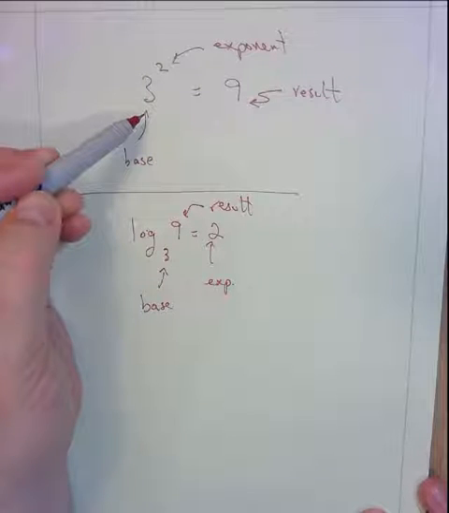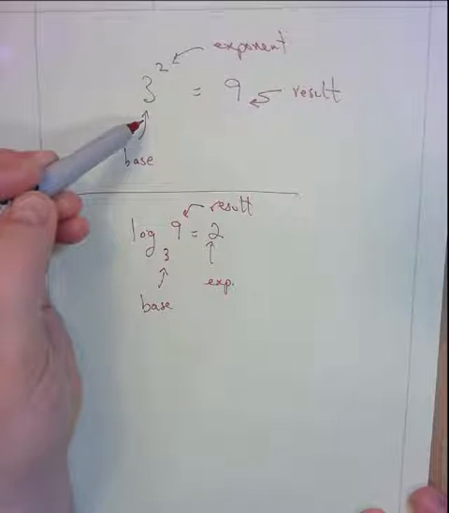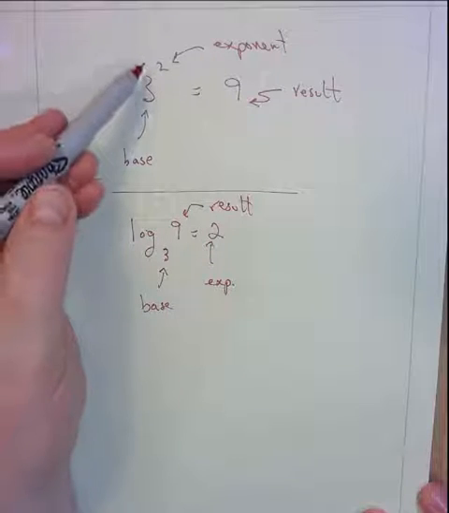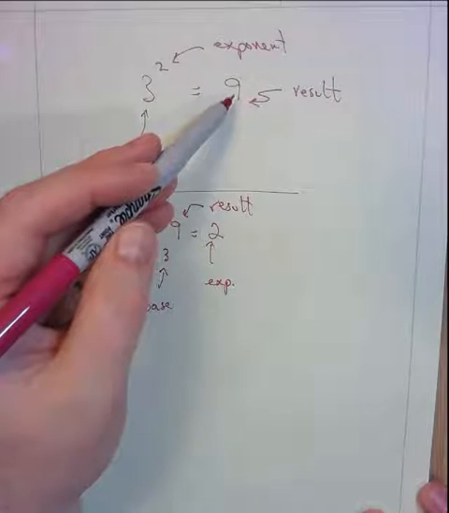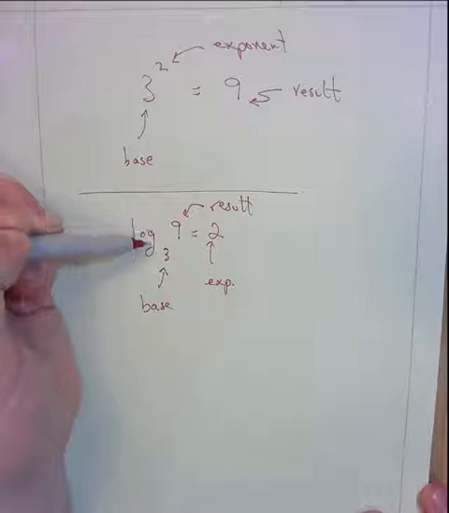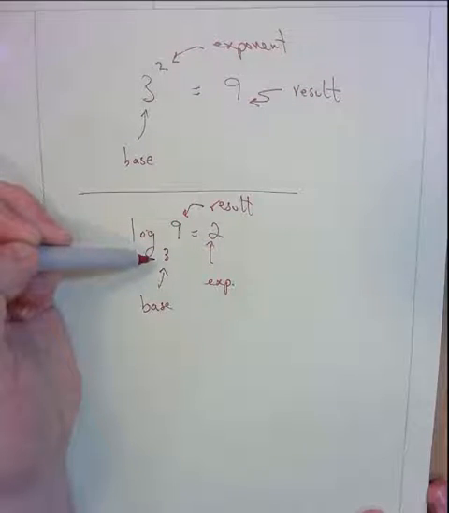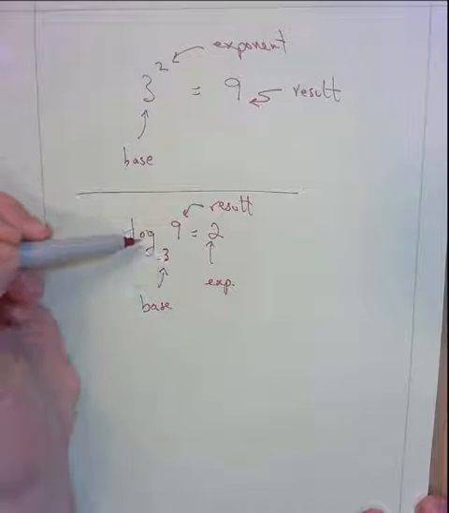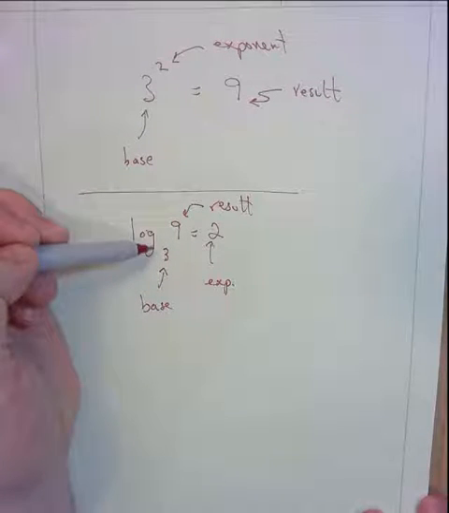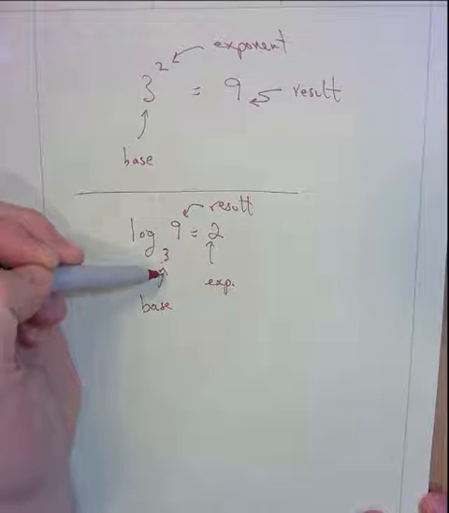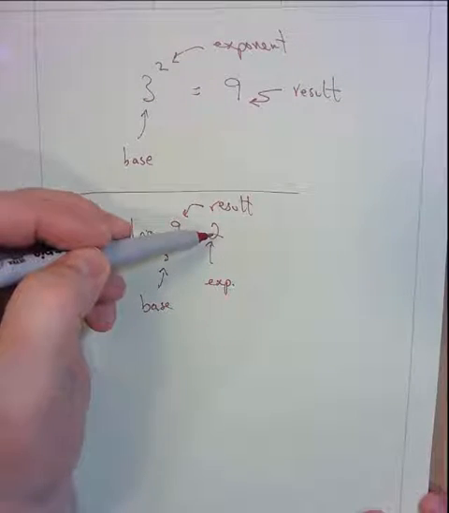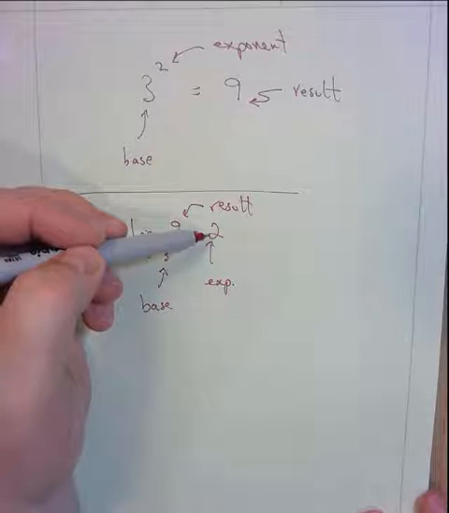This version of the information emphasizes the result. If you start with a base and you throw an exponent on it, what result did you get? Down here, we emphasize the exponent that made something happen. So here we see log base 3 of 9, the logarithm base 3 of 9. All we're doing is saying, if you had a base of 3 and you got a result of 9, what exponent did you use to make that happen?